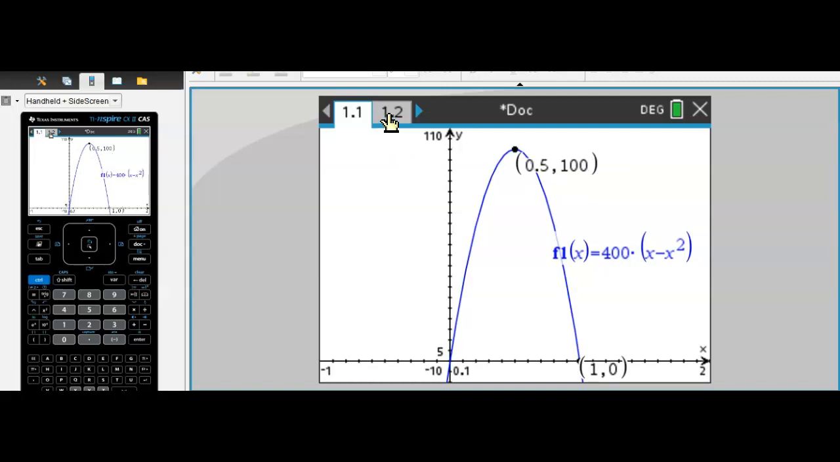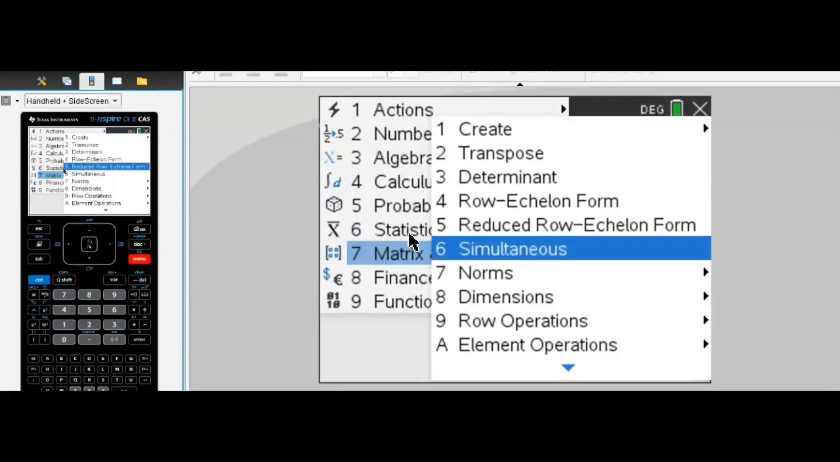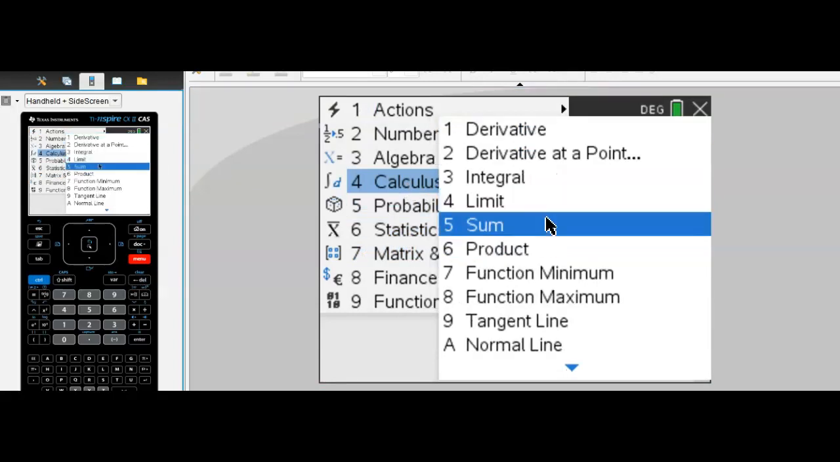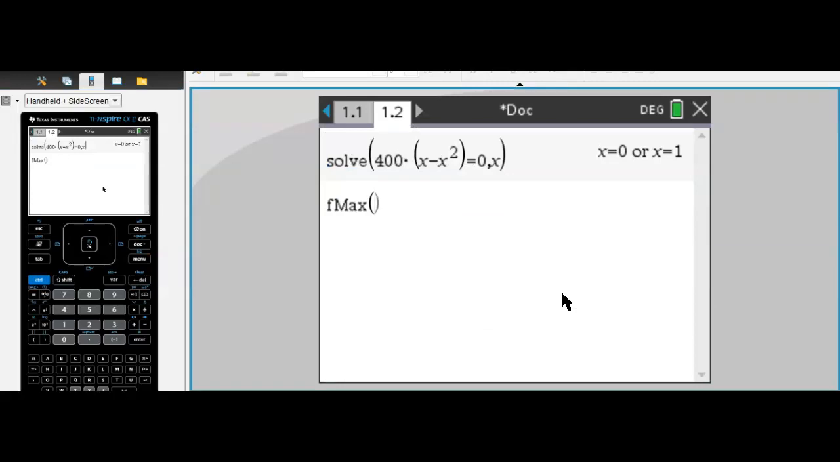But if you wanted to do it on your calculator, sorry, I just had to pause to see if it was actually on there. So we're going to calculus. I think I've actually done this in a previous video. It's a maximum, so we just type in the function maximum, 400 times x minus x to the power of 2, comma x, and you can see it occurs at x equals a half. So then you'll just need to put that value into your equation.